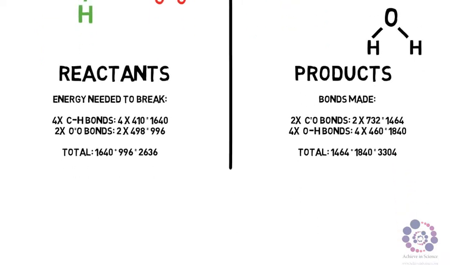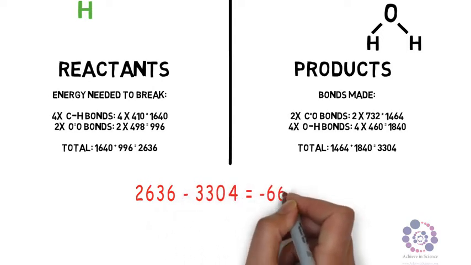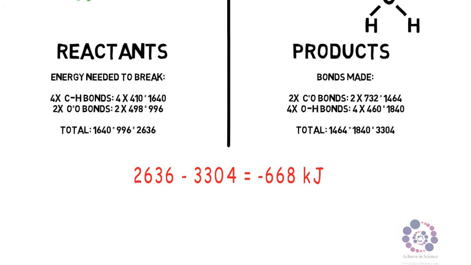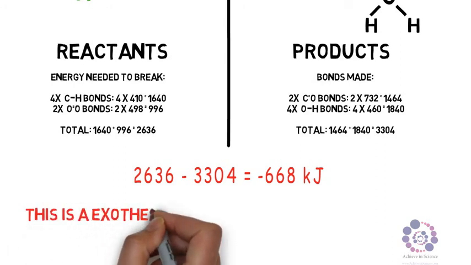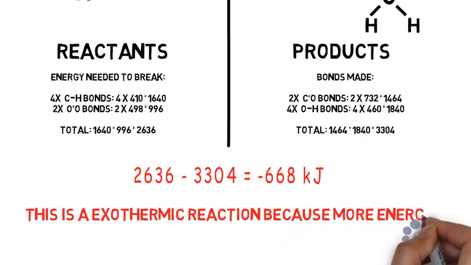Now, if you subtract the energy needed to break the bonds from the energy produced by forming the bonds, we can work out there is a difference of minus 668 kilojoules. This means it is an exothermic reaction because more energy is released than taken in.